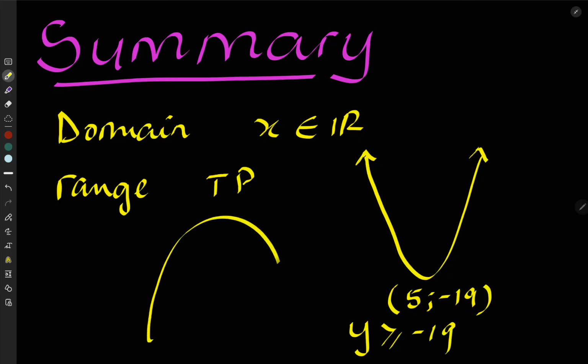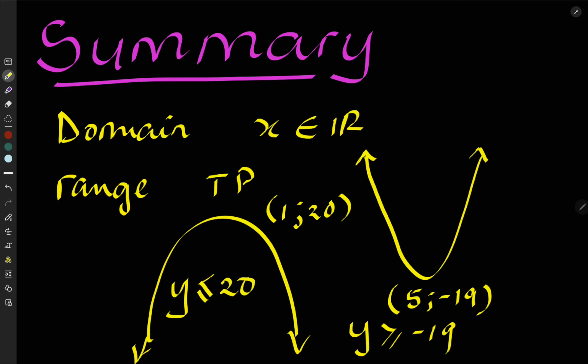And if the graph was a maximum graph going all the way down, let's say the turning point was 1 and 20. So in this case, your turning point y value is 20. You can see the graph is going down to the lesser values of y. So the range in this case will be y is less than or equal to 20. And that's how you determine the domain and the range of the parabola.